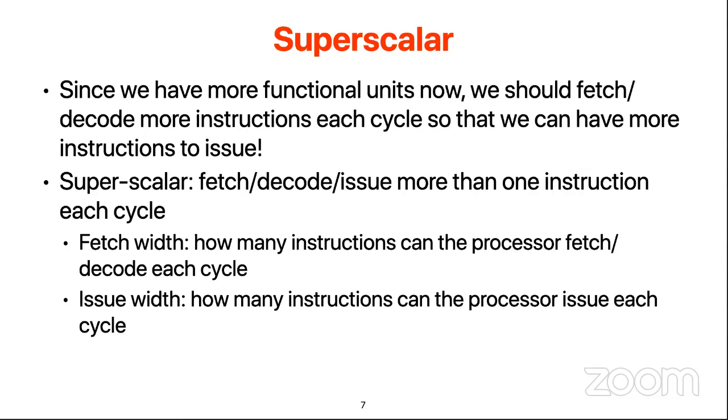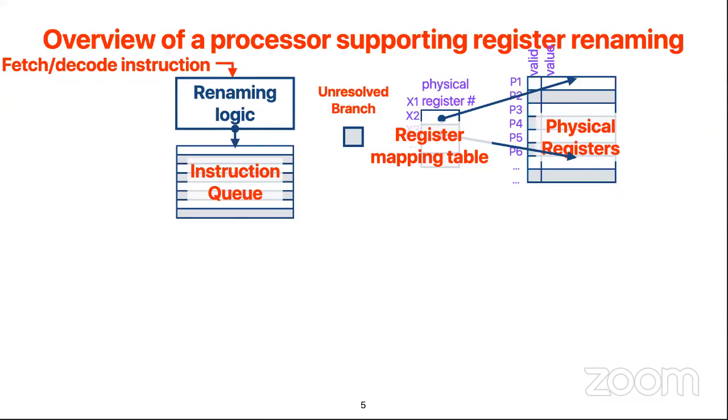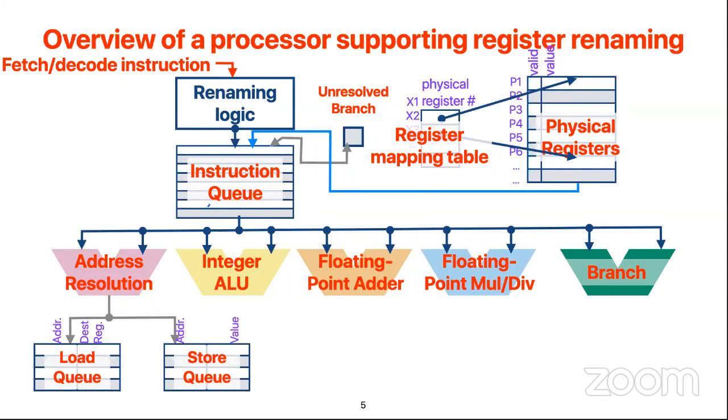So we start to have this idea called superscalar. Since we have more functional units, like you have seen in the previous graph, right? The processor has more than 1 unit. So it's highly possible that if we can decode and rename more instructions at the same time, you can find more instructions, like a memory, an integer, a branch, to execute together at the same time. So that's the idea of superscalar.